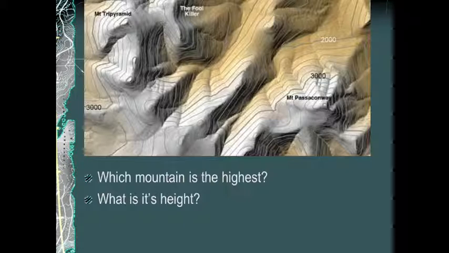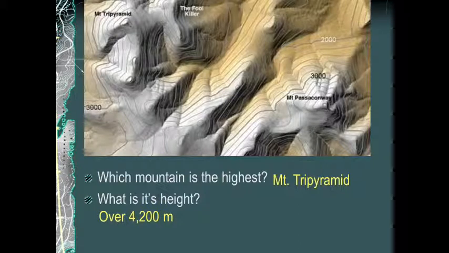All right, you and your partner should have figured this out by now. It is the Tri-Pyramid Mountain. There we go. Now, what is the height of the Tri-Pyramid Mountain? Ooh. So once again, you're going to have to look. You have to follow those lines and count over from them. When you do that, and you know that each line is worth 200 meters. So the height is over 4,200 to get to that summit.